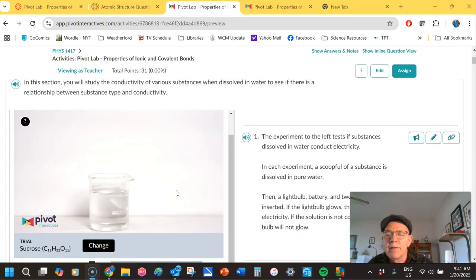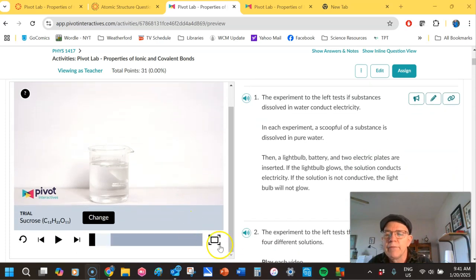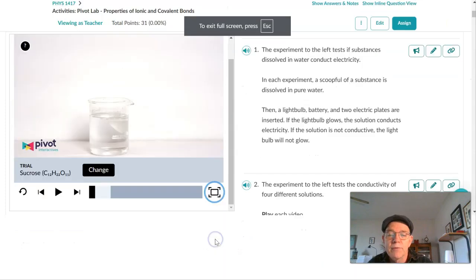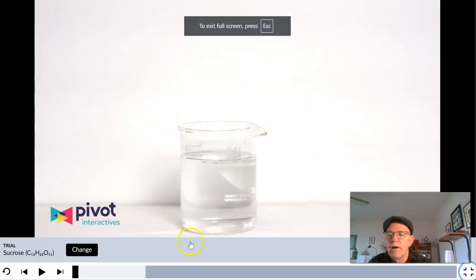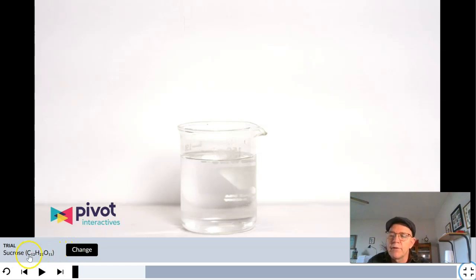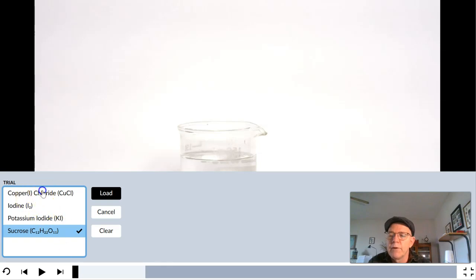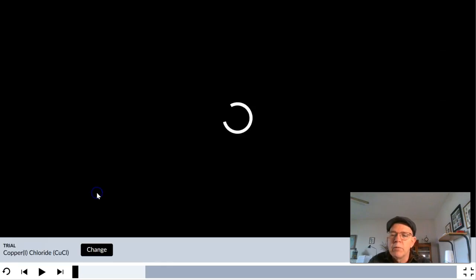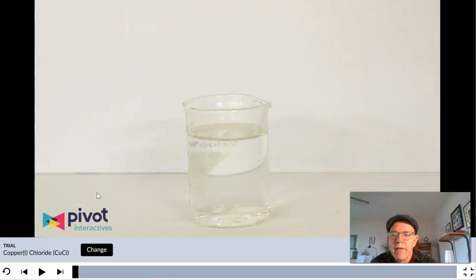Basically, they've got a glass of water. You can expand it to full screen, which is kind of handy, if you want. They have different substances here over in the corner, sucrose, for example. You can change it to these different ones, and then you will play it, and basically they are going to put in the solution first and mix it.